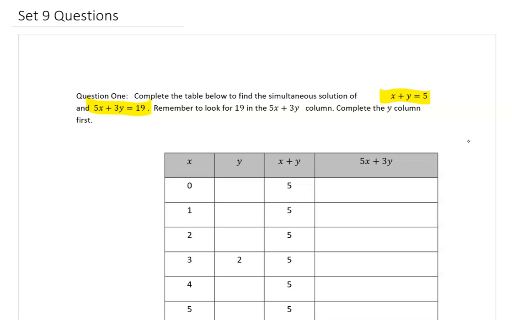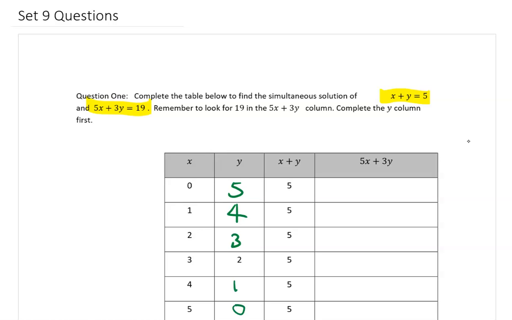All right, so let's fill out the y column. So I need 0 plus what equals 5. Now I'm sure you can all tell me that that number is 5. So 0 plus 5 equals 5. 1 plus what equals 5? 1 plus 4. 2 plus what equals 5? 2 plus 3. And you can fill out the rest of these numbers. 4 plus 1 equals 5, and 5 plus 0 equals 5.